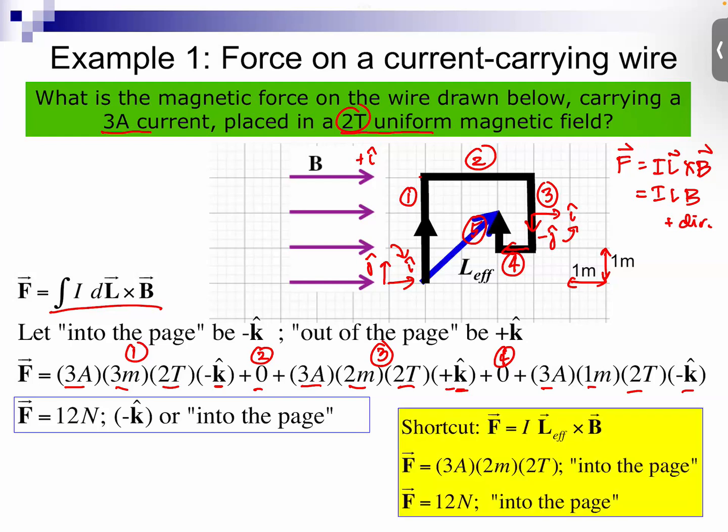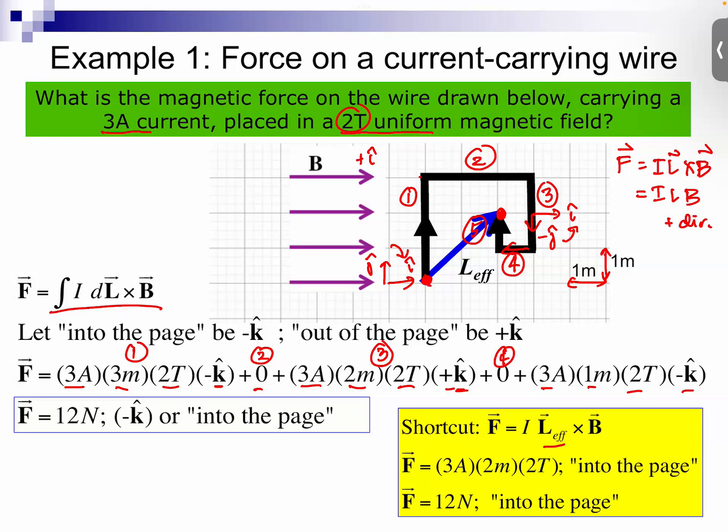It's valid. The shortcut I taught you is to get the effective length. You just want to go from this starting point to that end point. So this blue arrow is the effective length where you want to measure the force. It's as if the current is flowing through this effective length of wire here. Your effective length is diagonal.